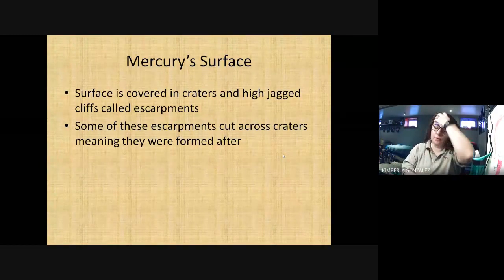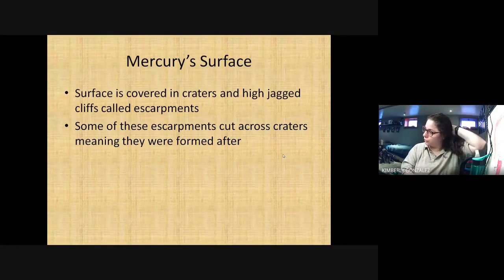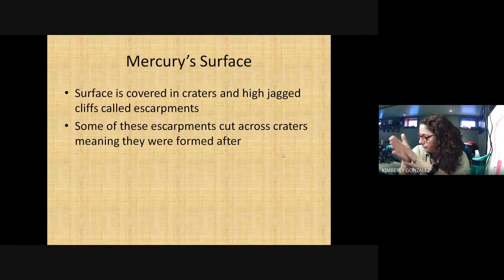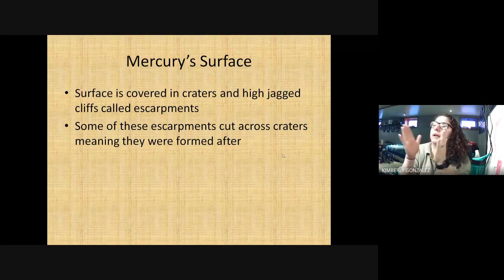So it's kind of like if you are, what's the best way to explain it? If you are building a house, right? And you build the outside of the house, but then you realize, okay, I don't want my house to be 100% brick. I want it to be brick and then siding, let's just say, or stucco, right? You can actually see that there was a layer of stucco over the brick. Okay, that's how you know it came after, right? So the same thing happens here. Okay, that the cliffs actually are shown that they cut across the craters.